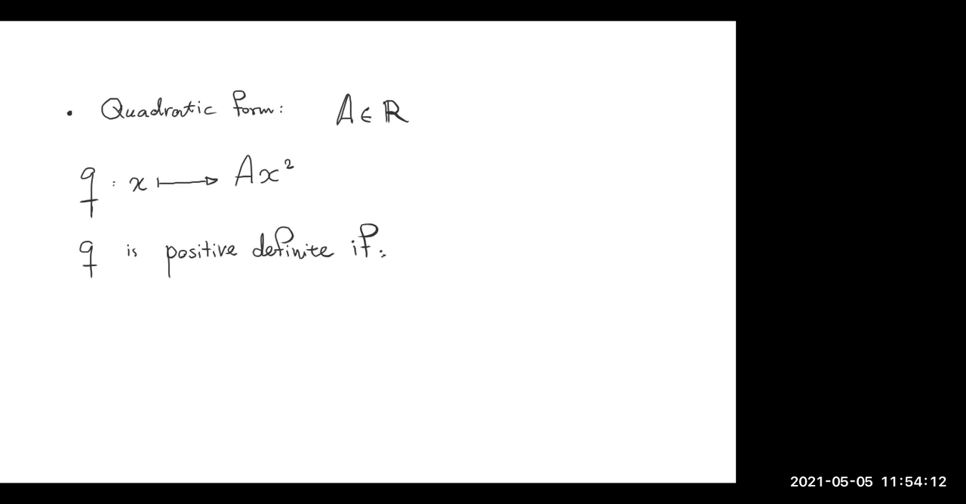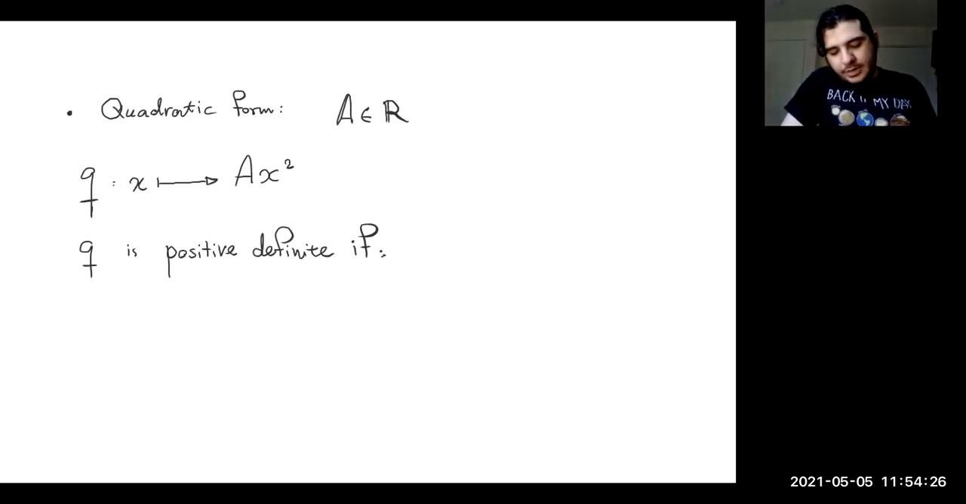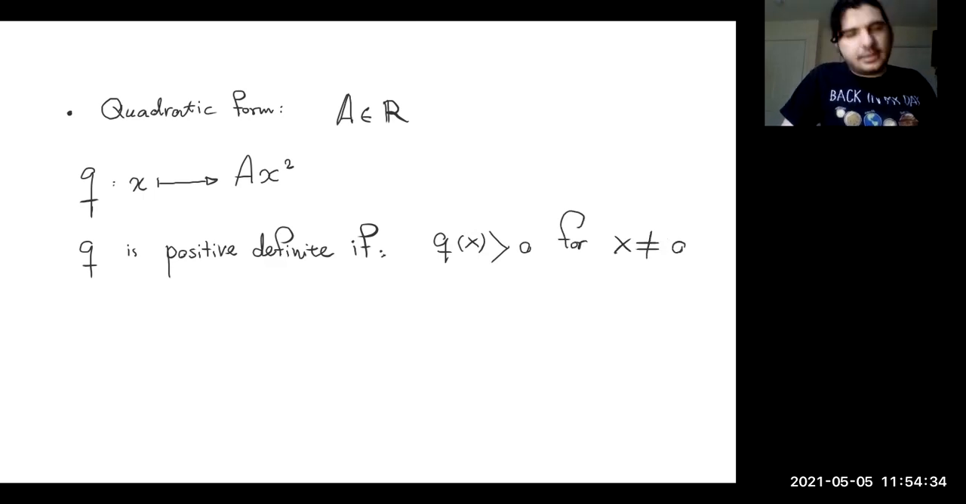If q of x equals 0 if and only if x equals 0, and if q of x is greater than or equal to 0 for all x. That is correct. So in other words, q of x is positive for non-zero x. If x is 0, of course, the value of q of x would be 0.